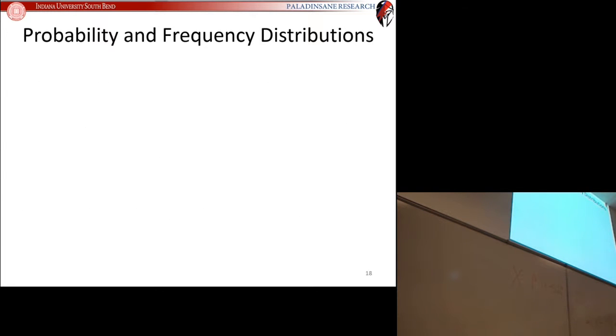All right, so probabilities and frequency distributions. We're going to illustrate this by taking a look at the outcome of die rolls. So we're going to start with one, we're going to build up to more than one.